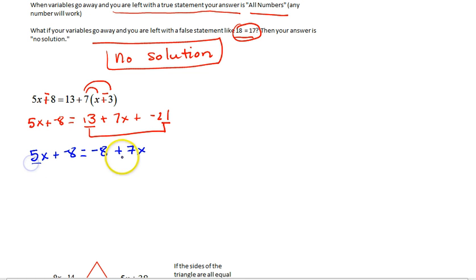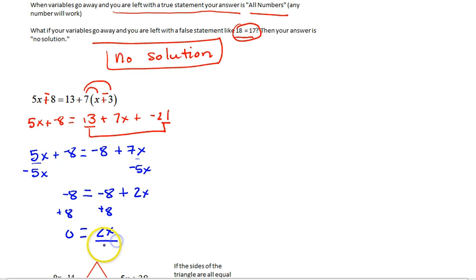Now, notice I have variables on each side. I need to move one of them. I'm going to move my 5x. So I'm going to subtract 5x from both sides. This gives me negative 8 equals negative 8 plus, what's 7x and negative 5x? That gives me 2x. Now I need to subtract negative 8 or add 8 to both sides. I get 0 equals 2x. I need to divide both sides by 2.